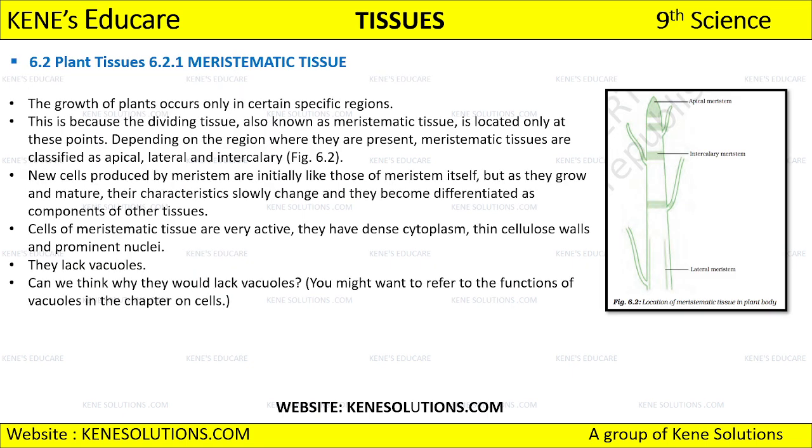After this, we discussed plant tissue, and the first tissue that we discussed is meristematic tissue. We have even discussed different types of meristematic tissue based on the location where they are present. They are of three types: apical meristem, lateral meristem, and intercalary meristem, right? So these are the three types of meristematic tissue based on location.